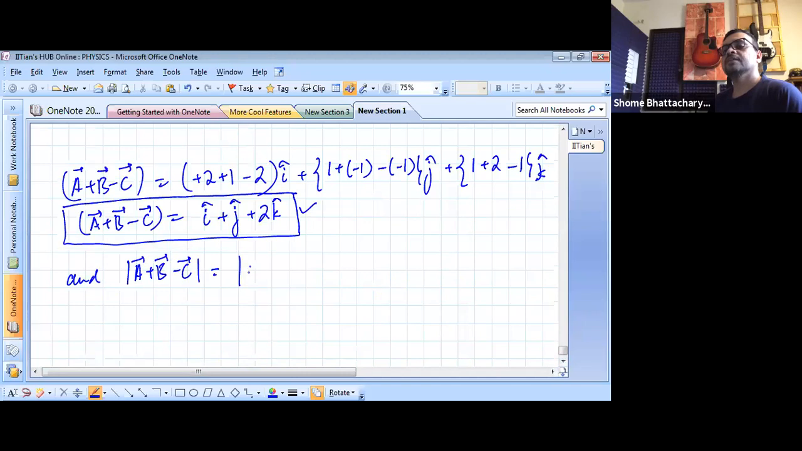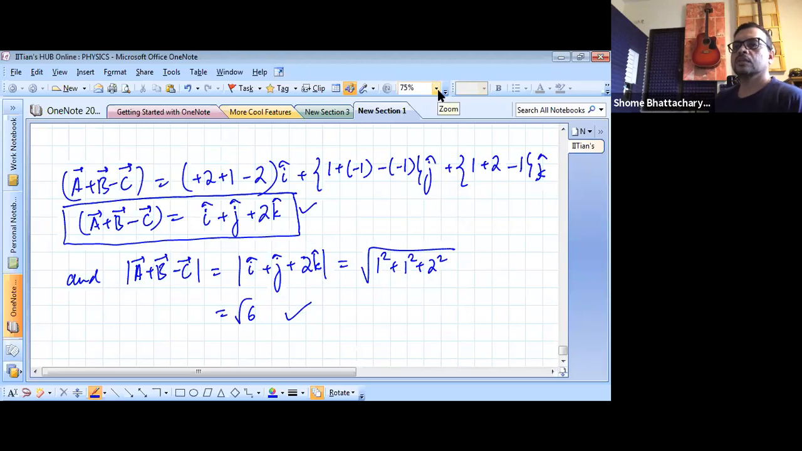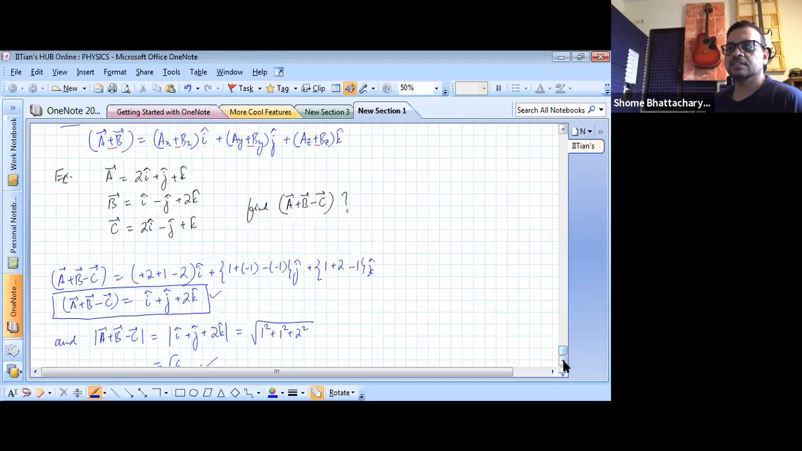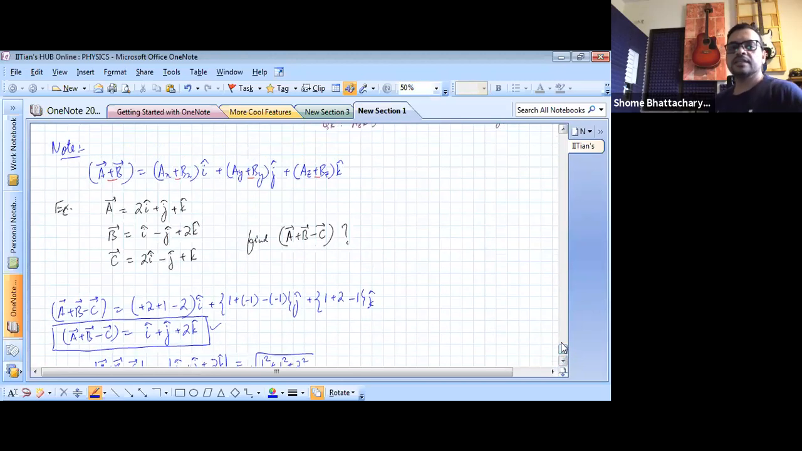That becomes magnitude of i cap plus j cap plus 2k cap. So that is square root of the x component square plus the y component square plus the z component square, so that becomes root 6. So that becomes the mod of that. So it's basically nothing very different from 2-dimensional. It's just an additional third dimension in all our calculations. The main thing is understanding how to visualize the vectors in 3D and understand why the magnitude of the resultant vector becomes root of x component square plus y component square plus z component square.